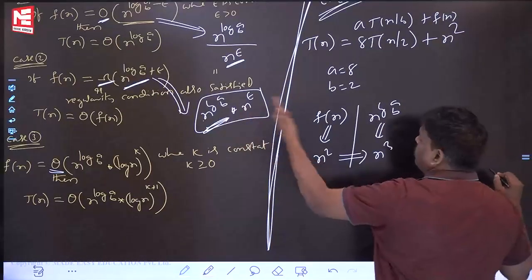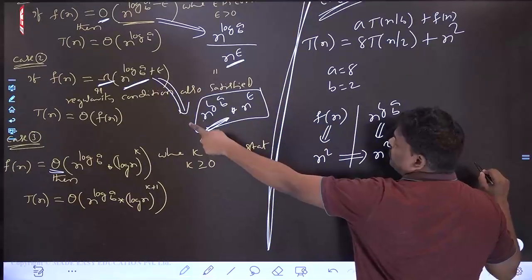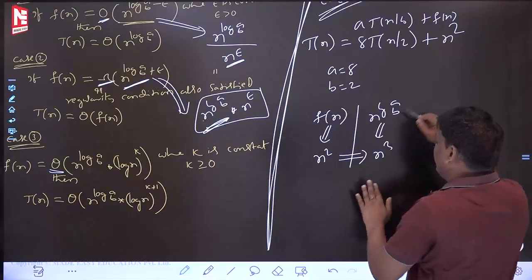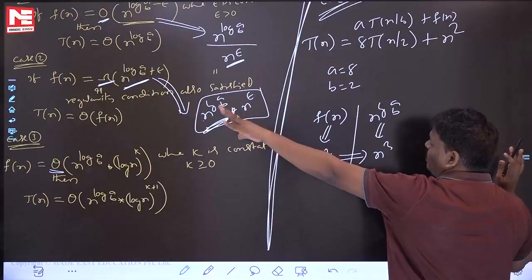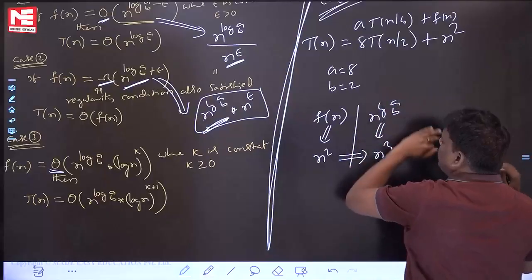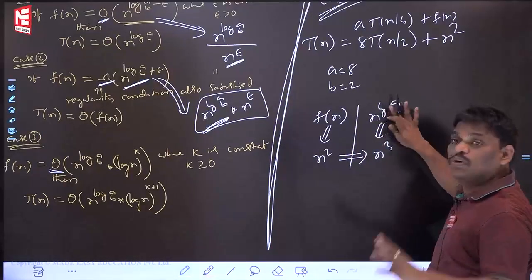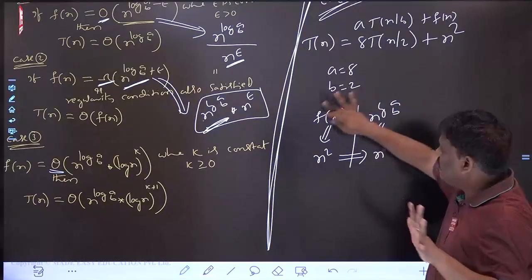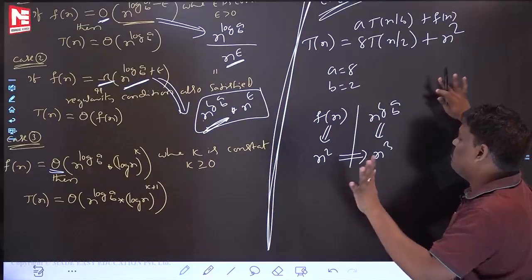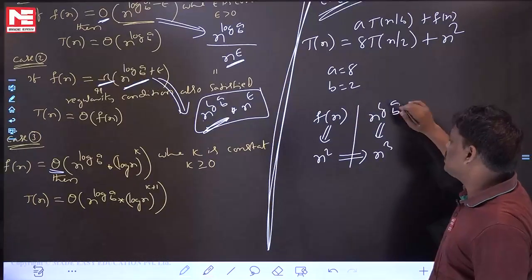See the master theorem also. Left is f of n. I have written the same way: right is n power log a base b, in a similar format. Left is f of n, right is n power log a base b. We will always talk about the right only. Let's come to the right.